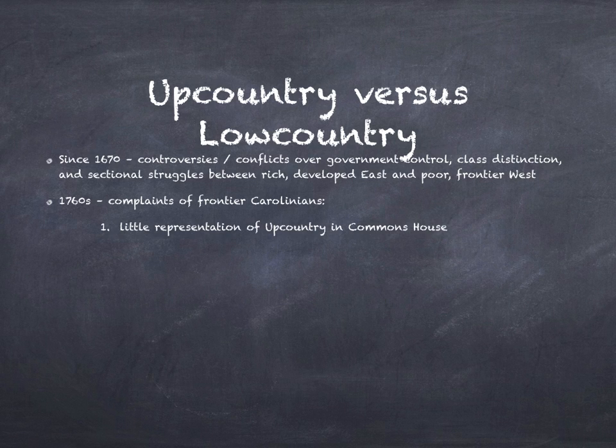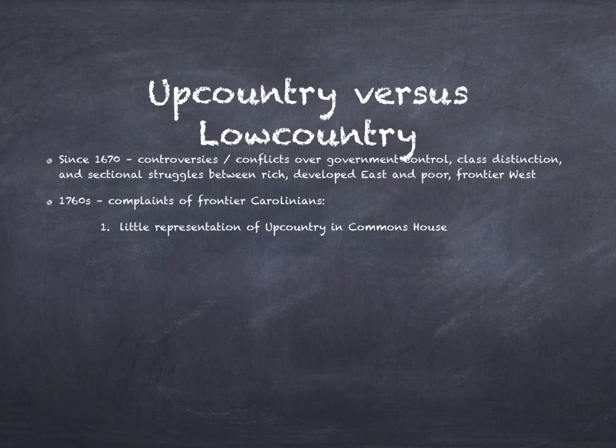Number one was that they had very little representation in the Commons House of the General Assembly. You've got to remember that the colonial capital is in Charlestown. So the General Assembly will be there, and this is a long way to travel in order to take care of any business that you have politically.